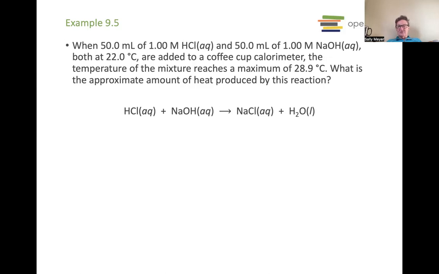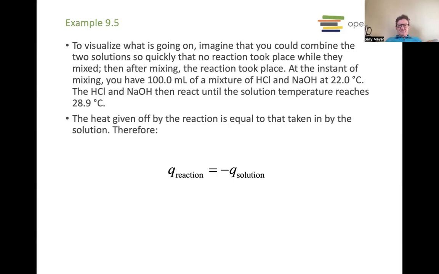So we think back to our discussion of acid-base chemistry, and the reaction of HCl with sodium hydroxide makes NaCl and water. To visualize what's going on, imagine that you could combine the two solutions so quickly that no reaction took place while they were mixed. Then after mixing, the reaction takes place. At that instant, you have 100 mL of a mixture of acid and base, and the acid and base then react until the solution temperature reaches 28.9.